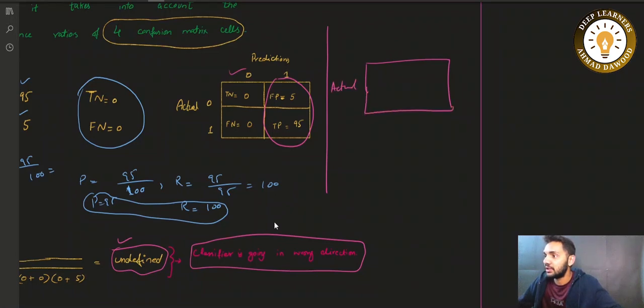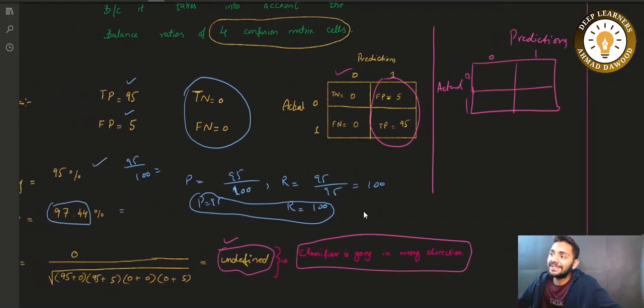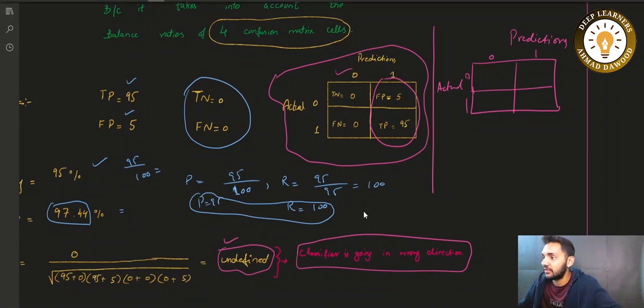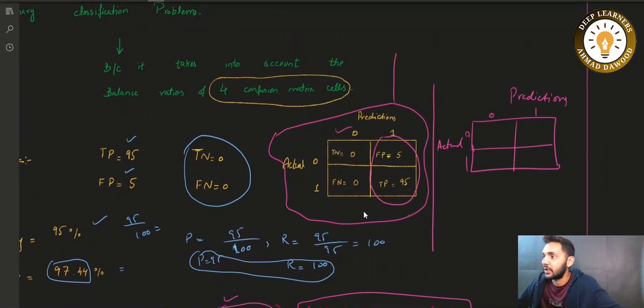Here you have actuals, here you have predictions. Okay, 0 1 and 0 1. So here you can see that in this confusion matrix, you are having actual samples. In actual samples for the zero class, how many zeros are you having? 5. And how many ones do you have in your actual class?